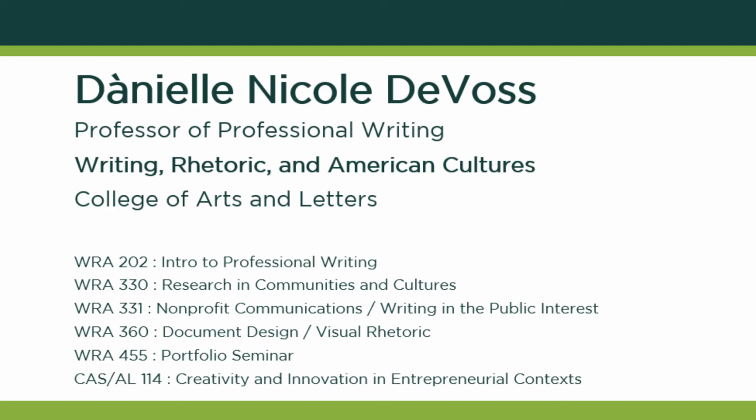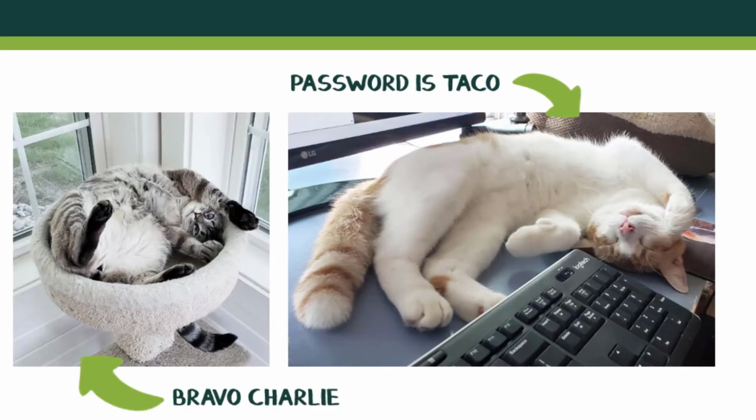I have two cats who I consider to be our unofficial class TAs. Password is Taco and Bravo Charlie. Thankfully, they're TAs only in name and not in responsibility because they're both idiots.